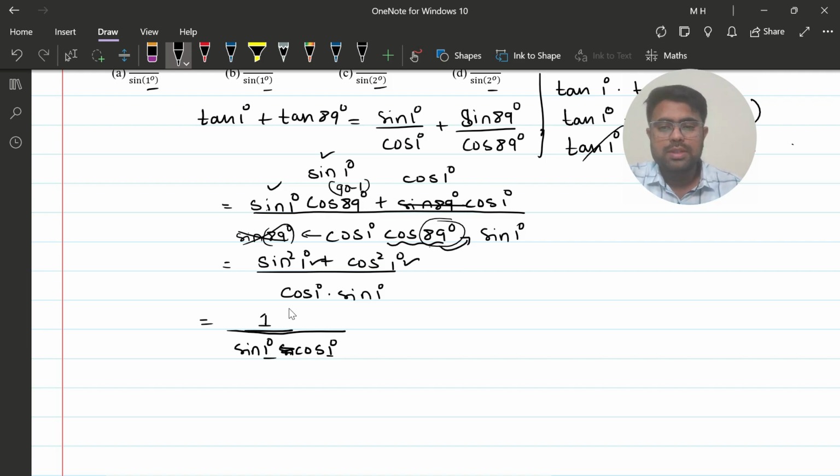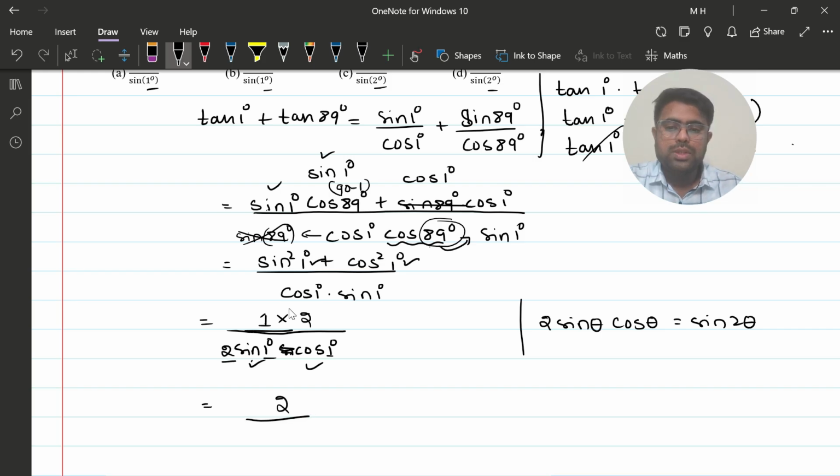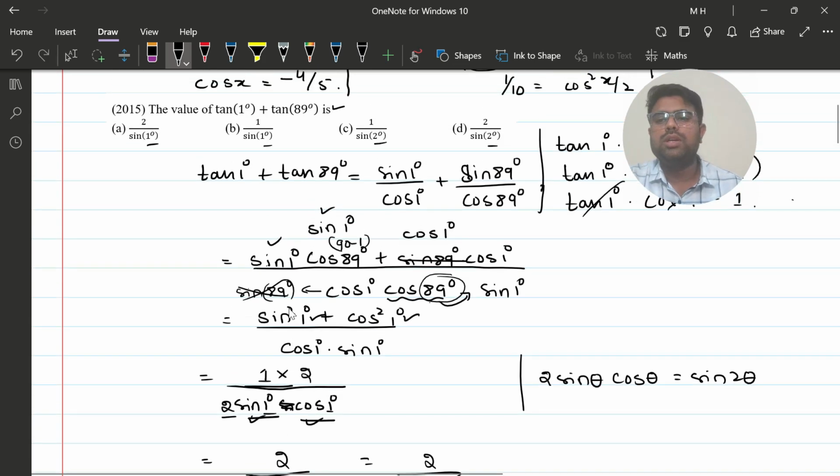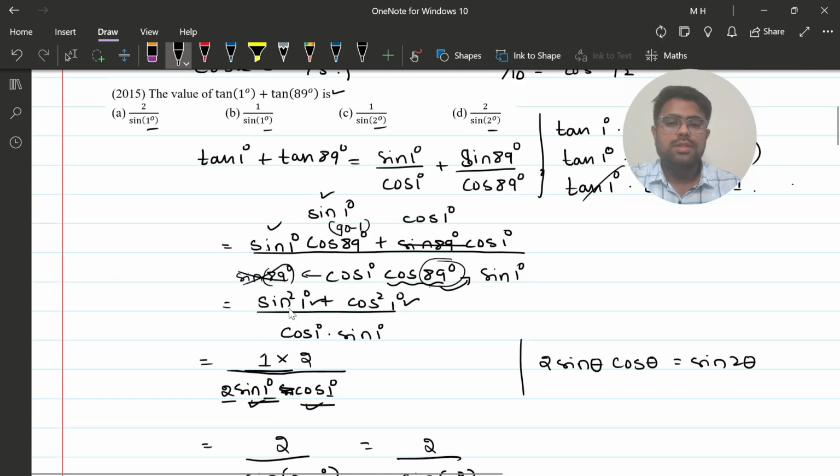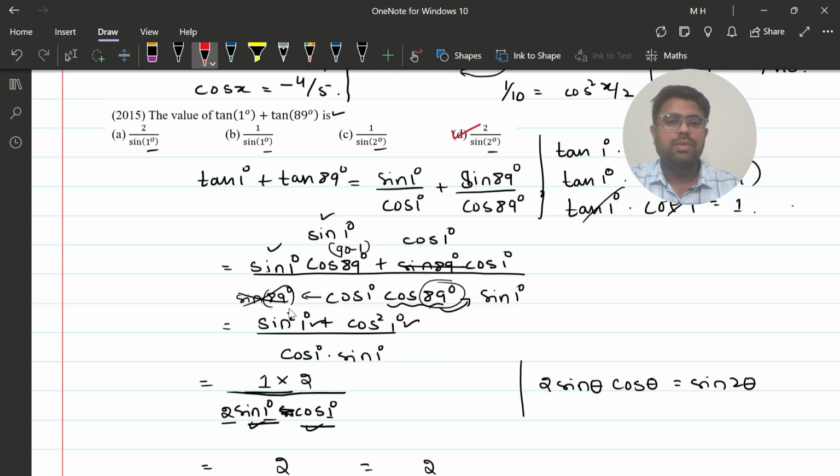Fine. Now you can see it is sine 1 into cos 1. See, we know that 2 sine theta into cos theta is equal to what? Sine 2 theta, right? So here we have sine 1 into cos 1. If I multiply and divide it by 2, 2 sine theta into cos theta is sine 2 theta. What is 2 theta? It is 2 times 1 degree. It is going to be 2 divided by sine 2 degrees. So therefore, it is 2 divided by sine 2 degrees. That is option D. Okay. So that was the second question.